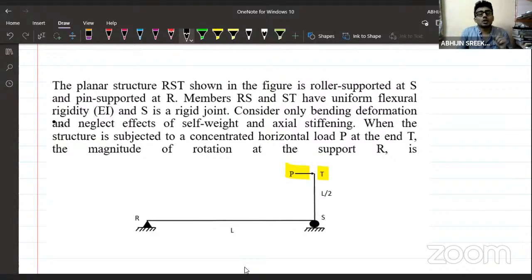There will be some rotation in this member, and because of that, there will be slope at this end and slope at this end. What is the slope at the end R? That's what we have to calculate. Now we have to think how we can calculate the slope at the end R.